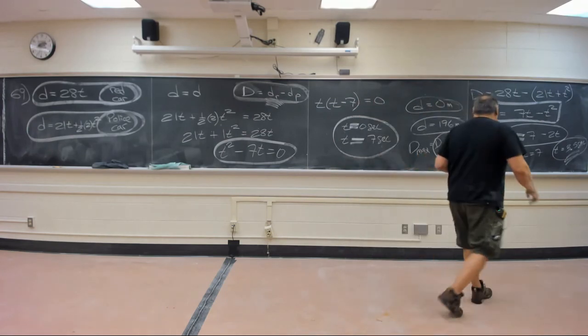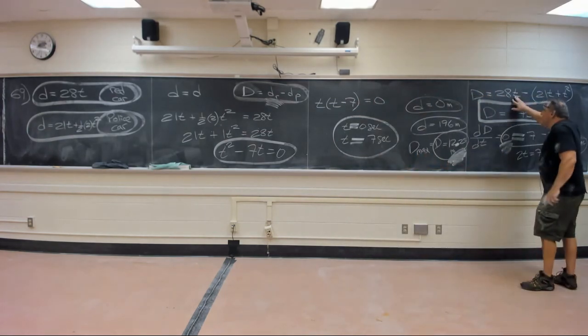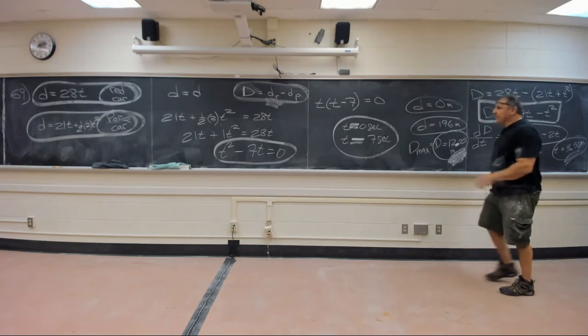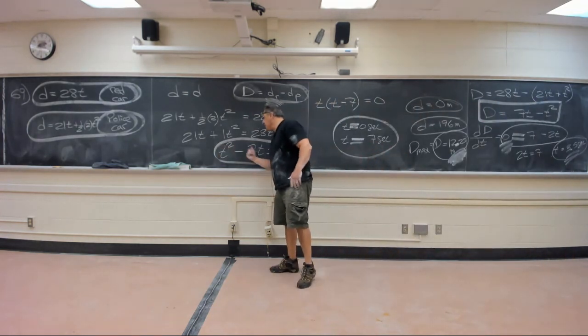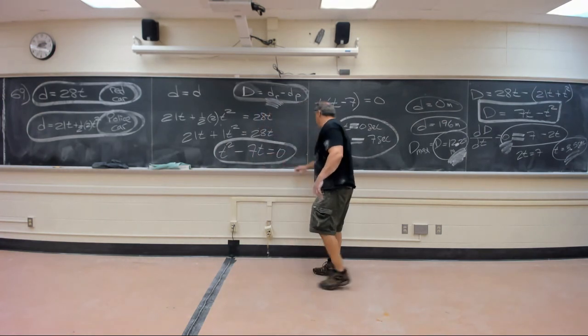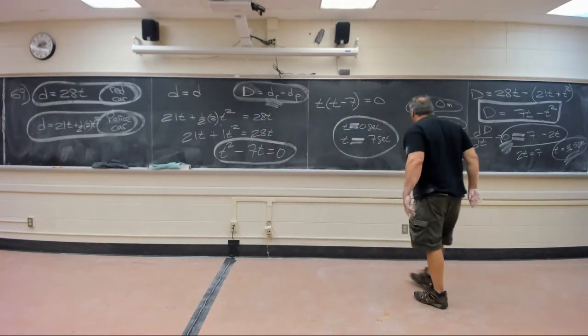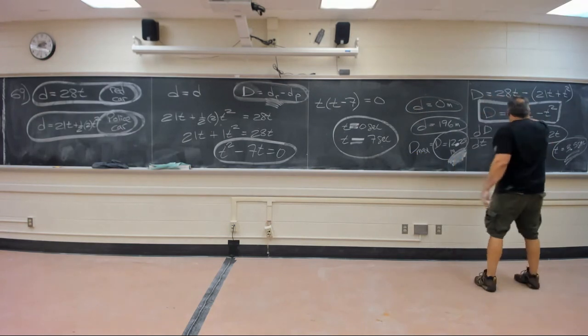Because the red car's ahead, you write it like this. If you set it equal to 0, guys, you can just have the 7t in front and the t squared in the back of that. It means the same thing. You set it equal to 0, you get this. No big deal. This is the d function.